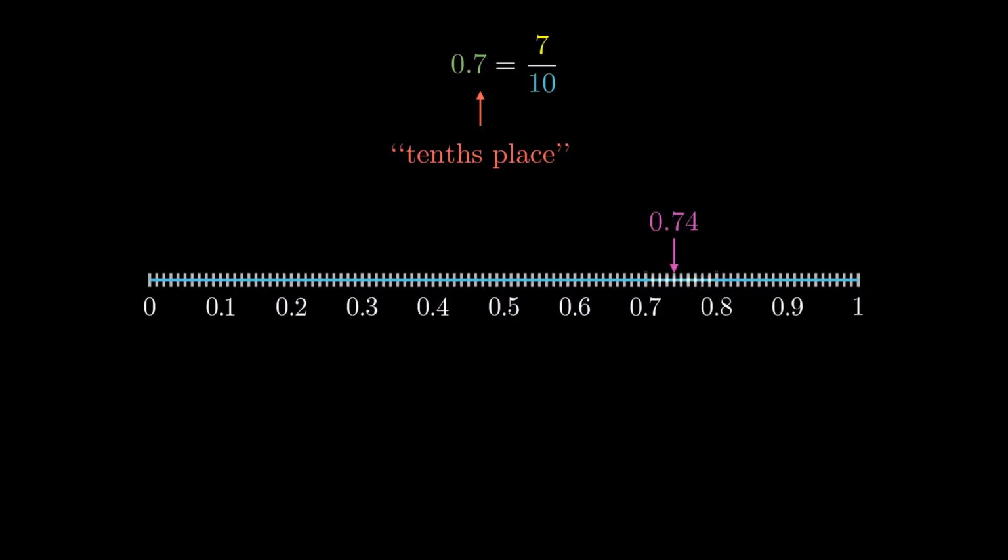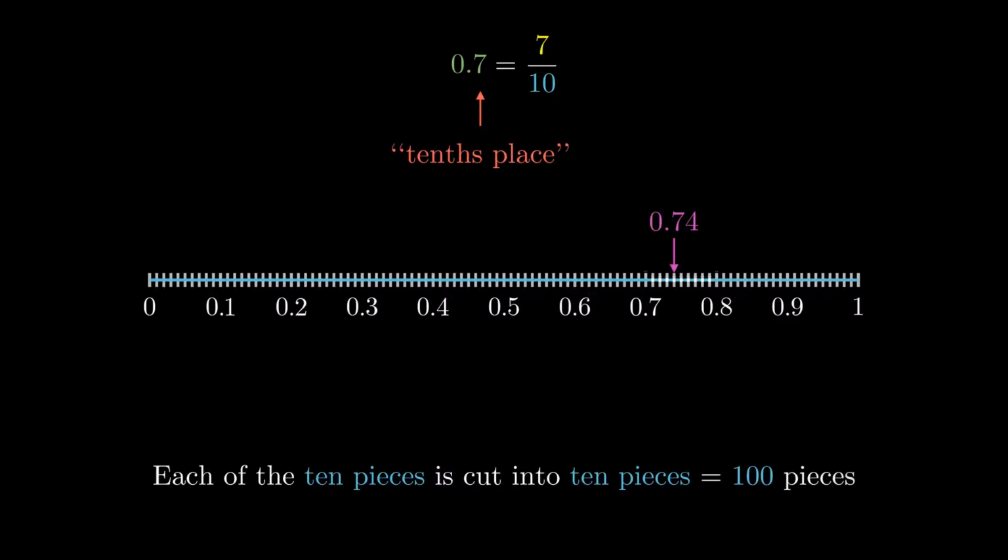Right, so how many pieces do we have altogether? Well, if each of the 10 pieces is cut into another 10 pieces, well, 10 times 10 gives you 100. And so what 0.74 is actually worth is a fraction out of 100, and it's 74 out of 100. Right, now we say that the 4 now occupies the hundredths place, because in that place, the digit is worth only 4 out of 100.